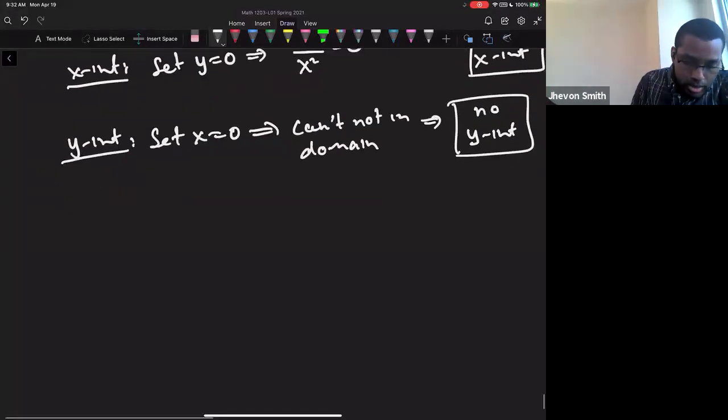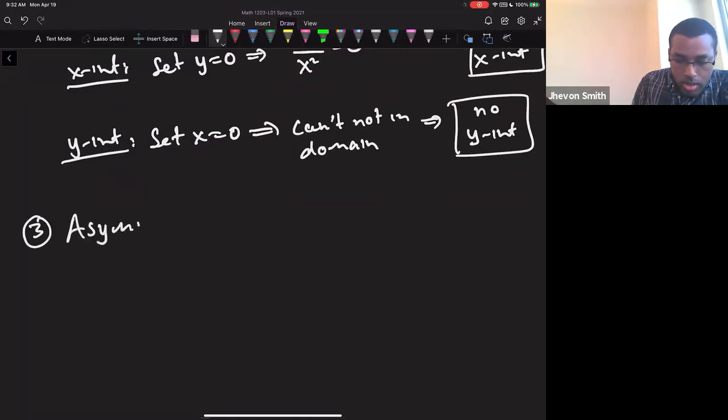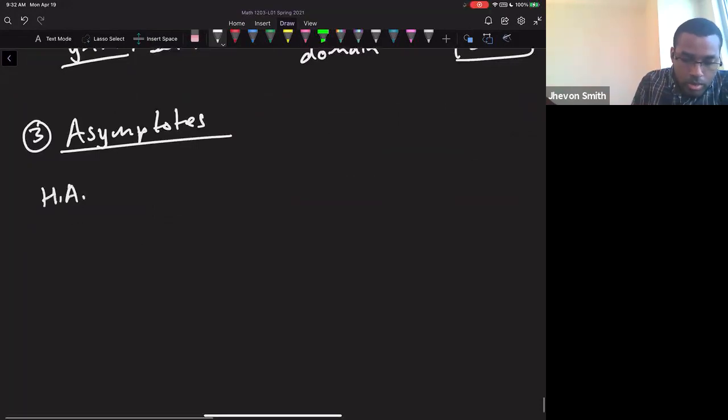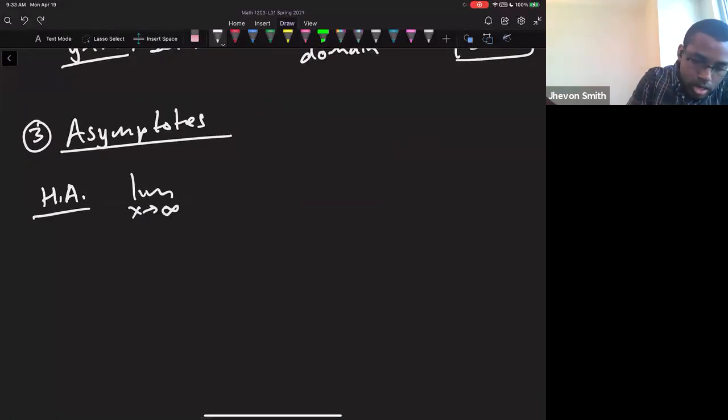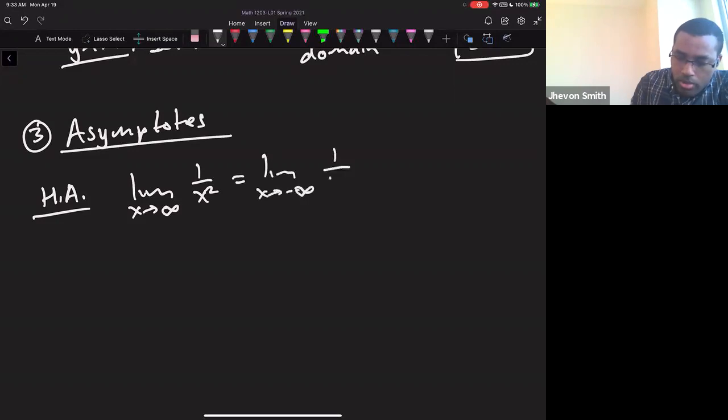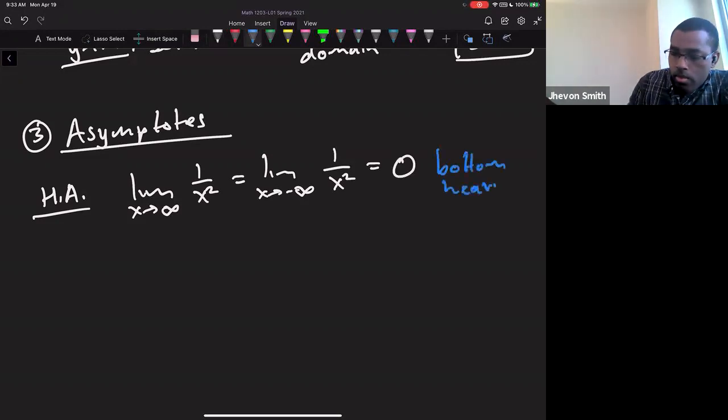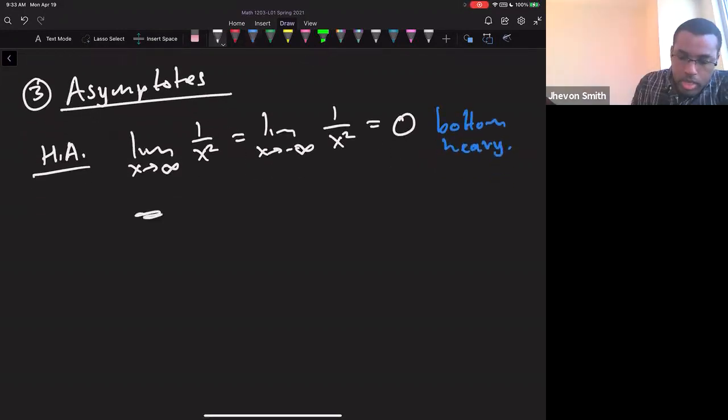All right, moving on to the next thing. We're going to look for asymptotes. Let's do the HA. We're going to find the limit as x approaches infinity of the function, which is going to be the same as the limit as x approaches negative infinity of the function. And this is going to be zero because it's bottom heavy. So this means that y equals zero is an HA.